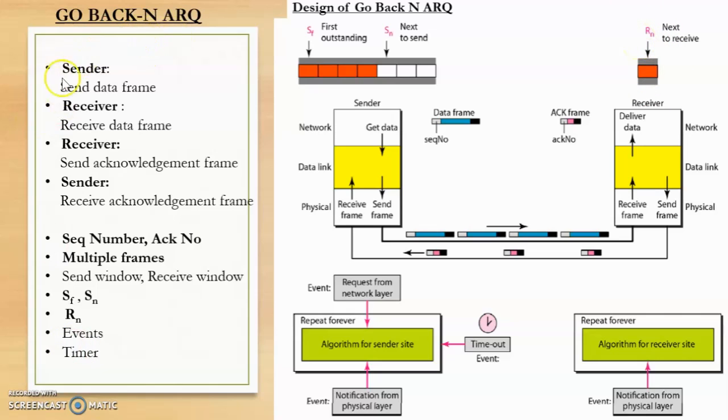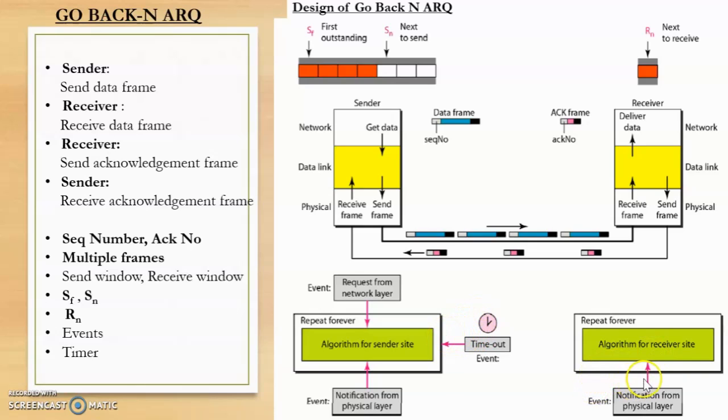This Go Back N ARQ protocol will also have events, and at the sender side there will be 3 events. First event is the request from network layer, that is the data link layer can send the data frame only when the network layer has data to send. Second event is notification from physical layer, that is the data link layer can receive the acknowledgement frame only when there is an arrival notification from the physical layer. And the third event is timeout, that is if the timer expires and the acknowledgement is not received, then the frame will be resent.